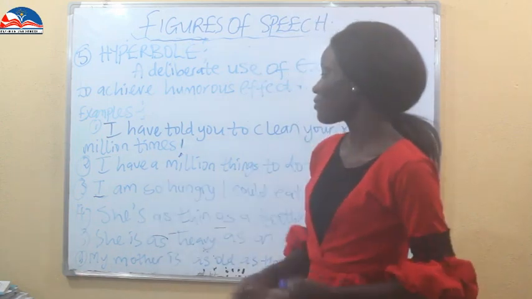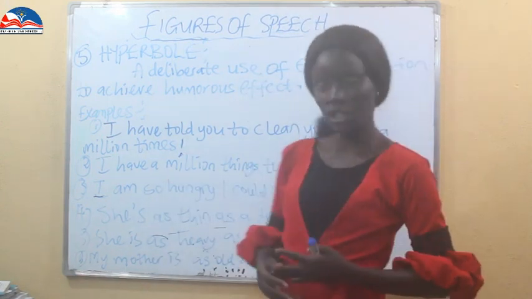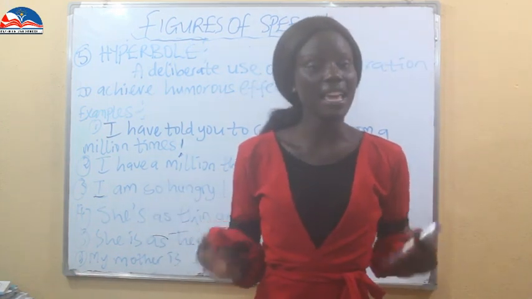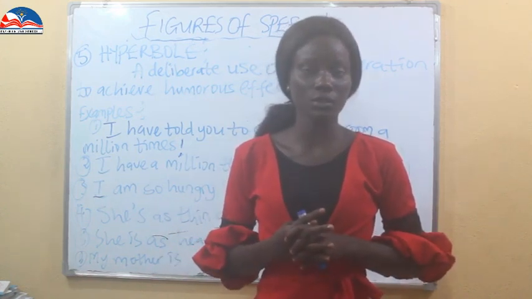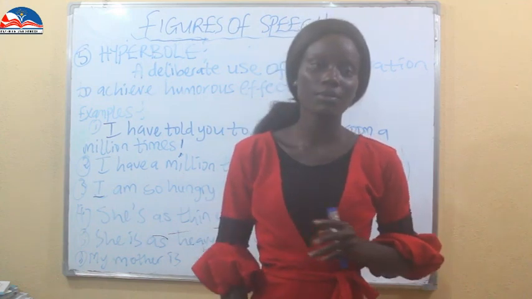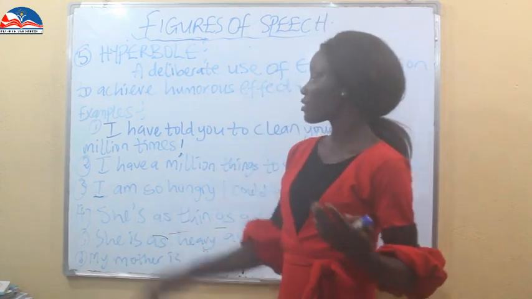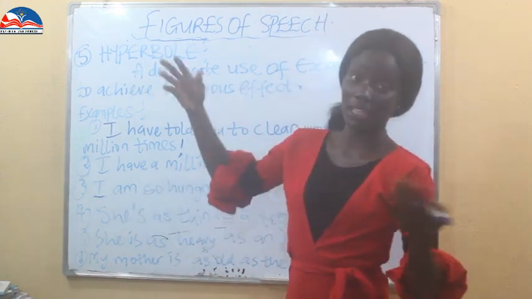Then the next one we have, I have 1,000,000 things to do. How is it possible for you to have 1,000,000 things to do? Exaggeration. So now the use of exaggeration leads to hyperbole.